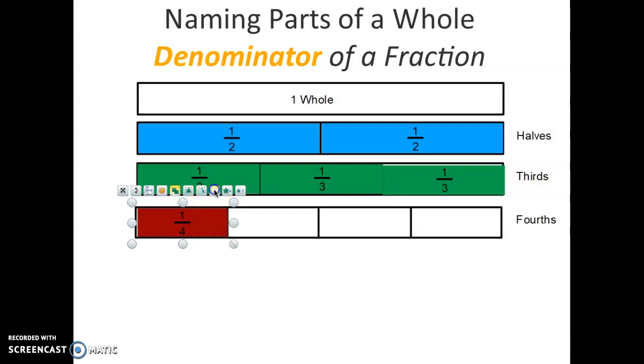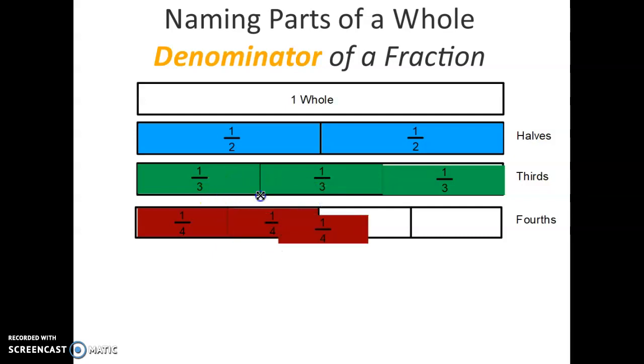So basically, when we're naming the parts of a whole, the denominator is what's doing that. That's the bottom number in the fraction. And really, after fourths, the way they're named is by just adding a "ths" to the end of each number word. So 5 pieces would be fifths, 6 pieces sixths, and so on and so forth.